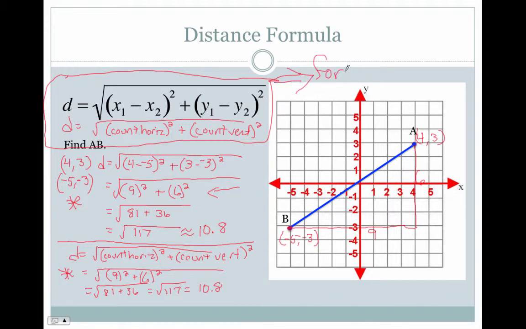on your formula sheet. Oh my God, my handwriting is so bad. I'm so sorry. Okay, I'll try better next time.